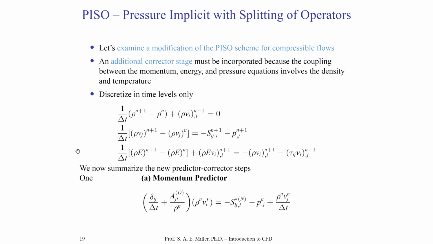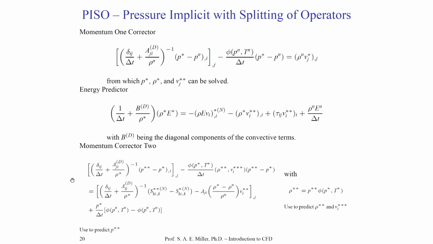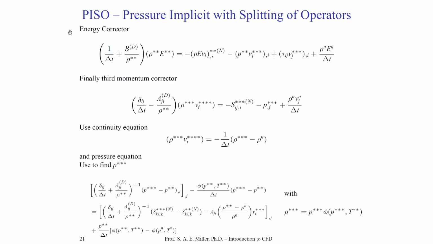So we can discretize the PISO scheme into particular time levels, like I've written down in the middle of the page. And we can summarize the new predictor-corrector steps as follows. We have a momentum predictor step, an energy predictor step, an intermediate momentum predictor step, and another momentum corrector step, a second one. Then we'll have an energy corrector, and finally a third momentum corrector. We then have to use the continuity equation based on the third corrector step and the original density, and the pressure equation, which we can use to find a new pressure corrector step equation.